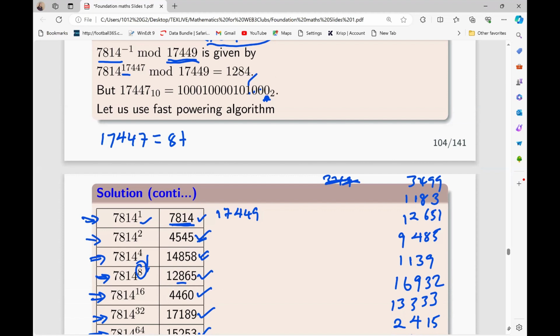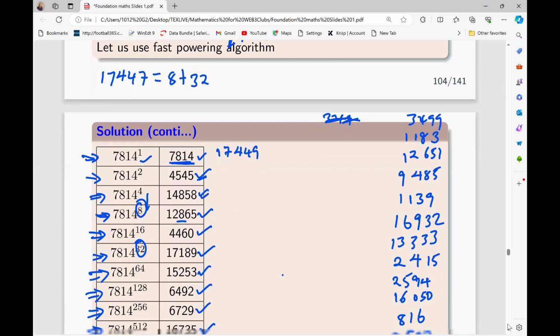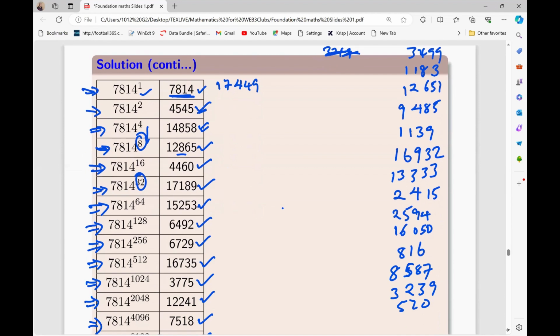Then count again. This was the fourth one. Fifth. Then you take the sixth, the one which has a 1. This fourth, fifth, sixth, power 32. And then skip how many? 1, 2, 3, 4. Skip 4 and then take the next one, which is 1024.